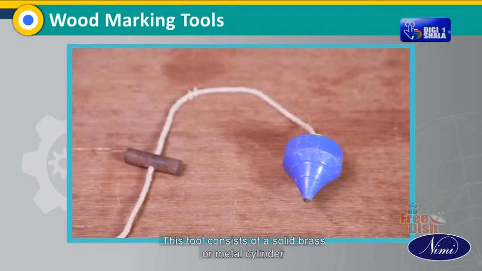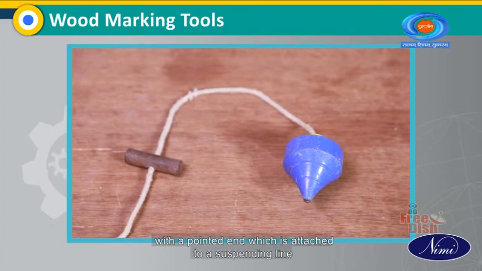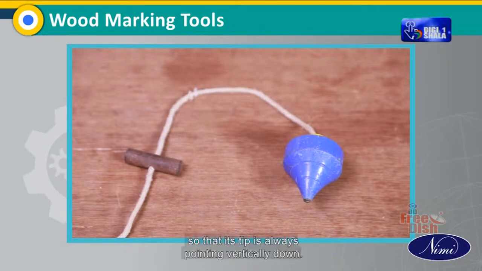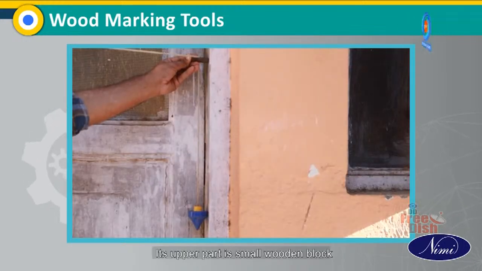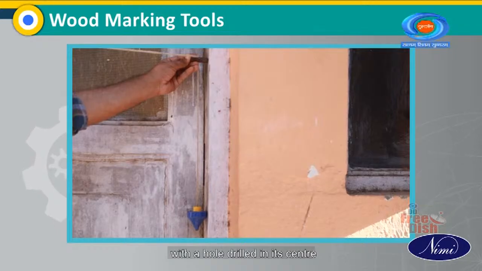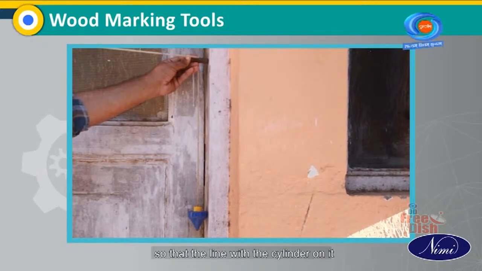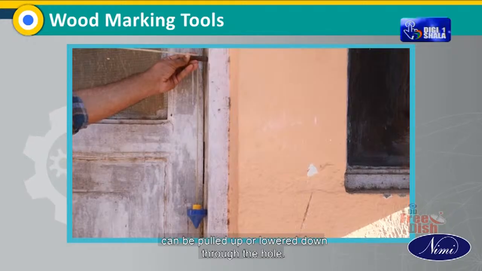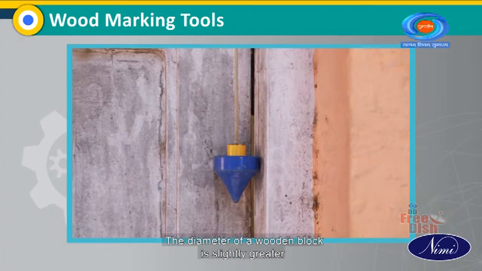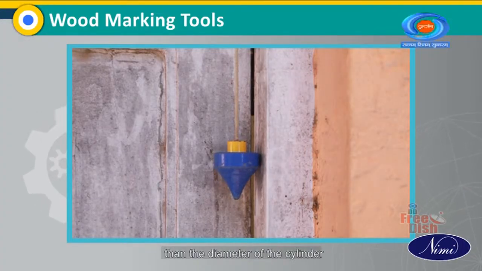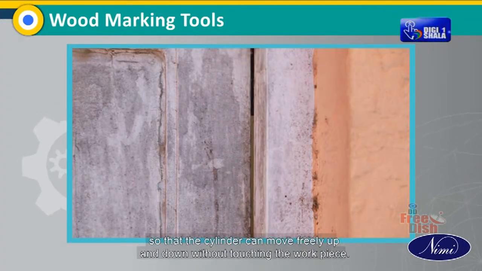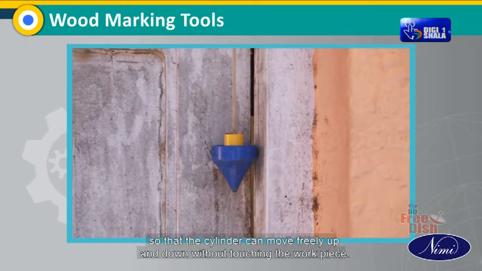Plumb bob. This tool consists of a solid brass or metal cylinder with a pointed end, which is attached to a suspending line so that its tip is always pointing vertically down. Its upper part is a small wooden block with a hole drilled in its center so that the line with the cylinder on it can be pulled up or lowered down through the hole. The diameter of the wooden block is slightly greater than the diameter of the cylinder so that the cylinder can move freely up and down without touching the workpiece.